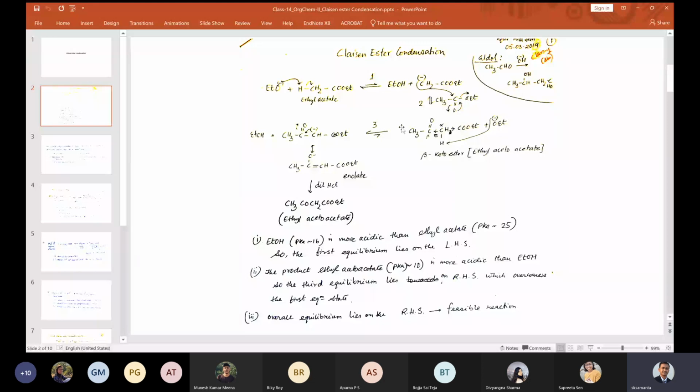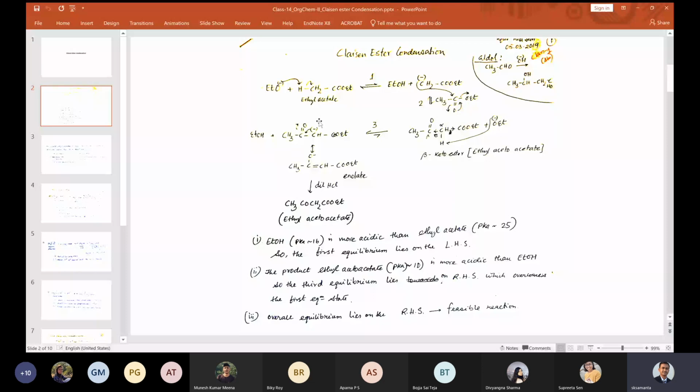Now, this one is on the right hand side; I said left, but it is actually on the right hand side, meaning towards the product formation. So the first equilibrium lies towards the left hand side. The second equilibrium is reversible in nature. The third equilibrium lies on the right hand side towards the product formation. Because of that, equilibrium 3 overcomes equilibrium 1, and that is why the overall equilibrium lies towards the product formation, or towards the right hand side.